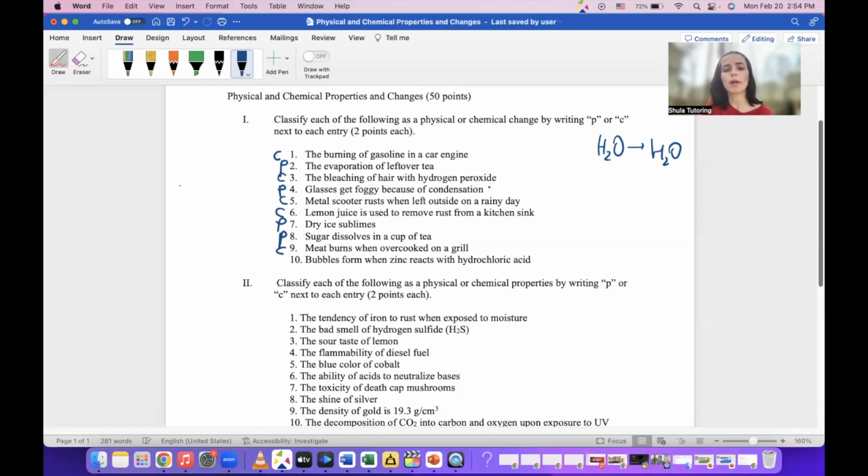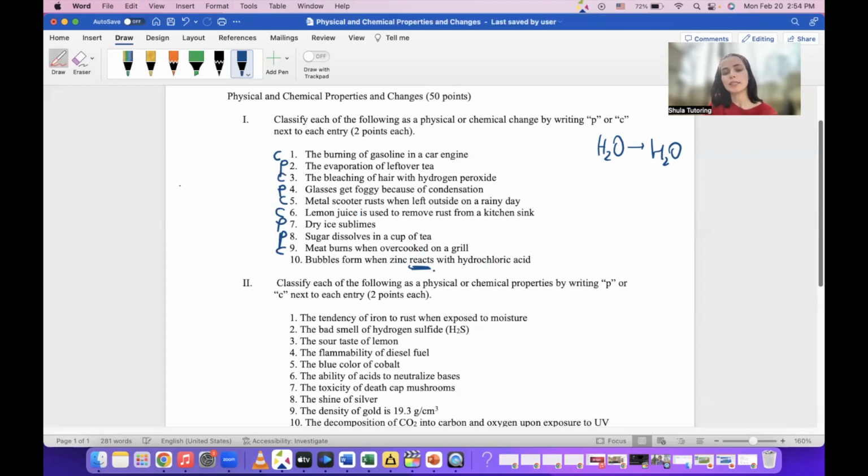Bubbles form when zinc reacts with hydrochloric acid. So bubbles are usually a sign of chemical reaction. And here's the key word here, right? Anytime you see this, that's going to be a chemical change, because we are being told, right, that there's a reaction between zinc and hydrochloric acid.